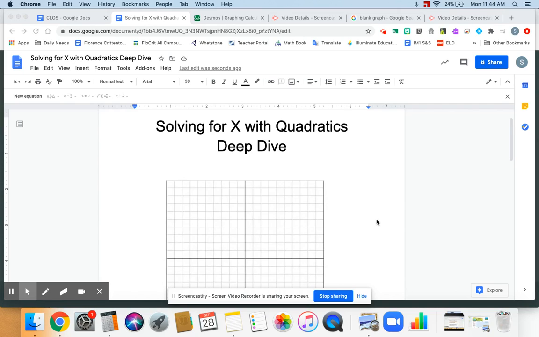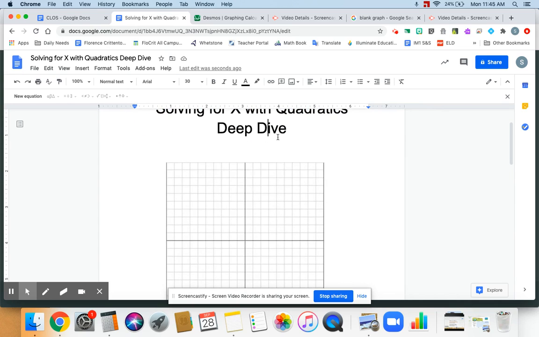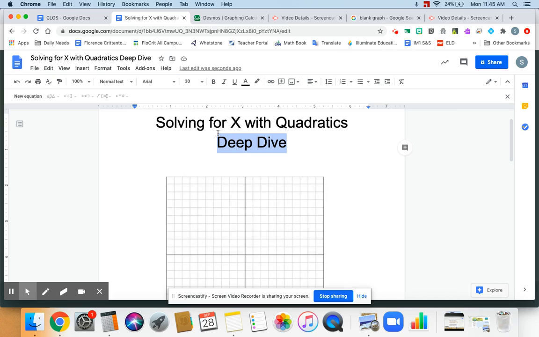All right, so this is our deep dive for the units. The whole unit is about solving for x with quadratics. And the deep dive is where I take it and I explain it at the most complicated level that I can possibly explain it to you right now. And we're going to go as deep with the content as possible.